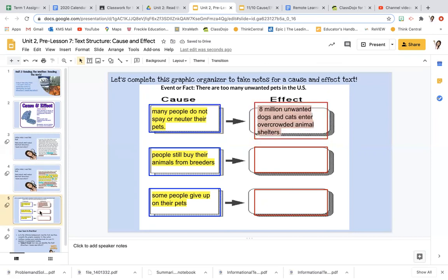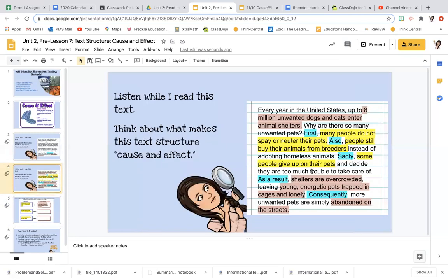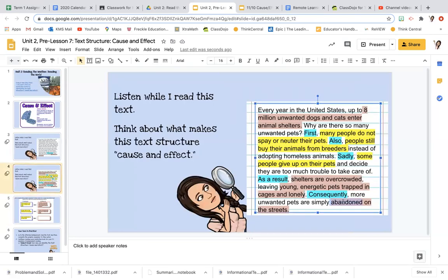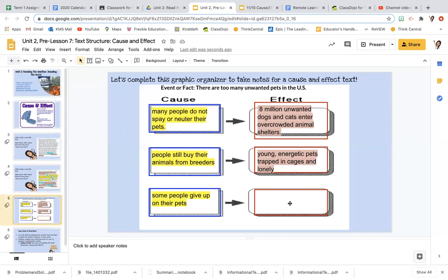So what's another thing we spotted here? All right. So some of the pets end up in cages and are lonely. So that's another effect of people deciding to not want their pets or to buy them from breeders. These are the issues here. And then the last one, that sometimes they even get abandoned on the streets. Poor pets.